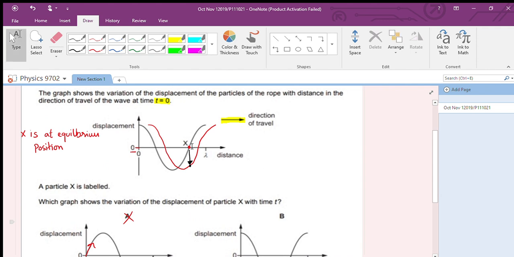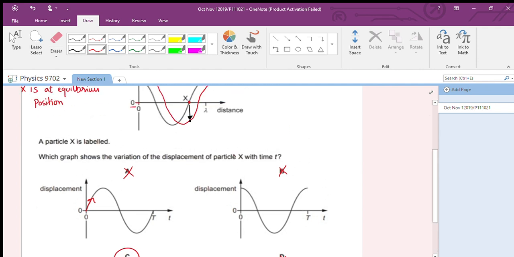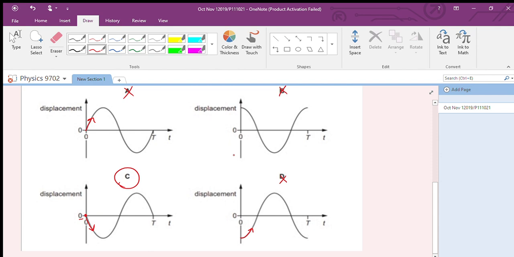Next point is that it was initially at equilibrium position, which means that the displacement was 0. So from options B and C, we can see that in option B, the particle was not at displacement 0 initially. So we can eliminate this option as well and select C, because it is initially at displacement 0 and moving downwards. So I hope you get how we solve this question, and we get the answer C.